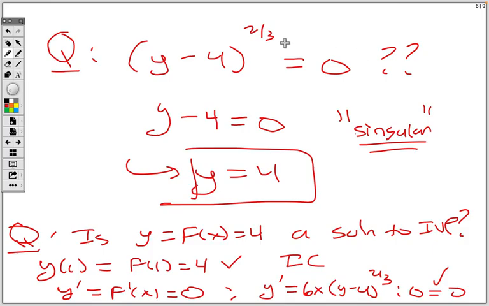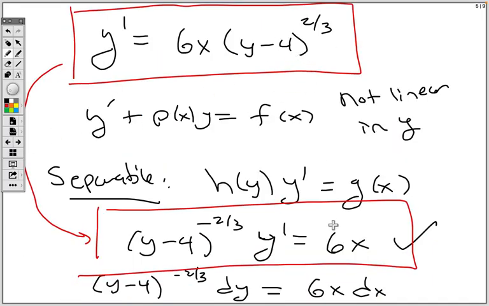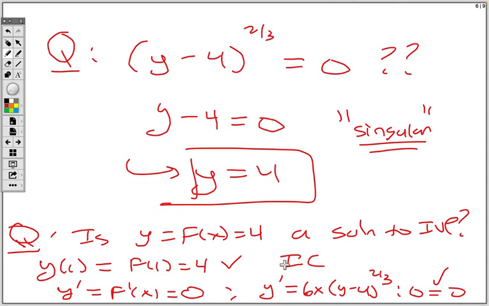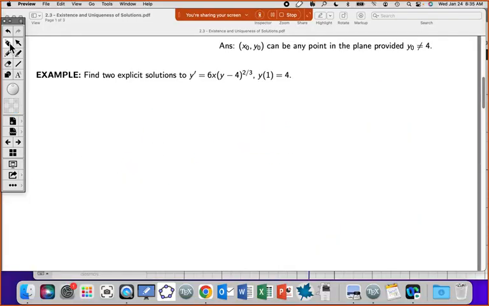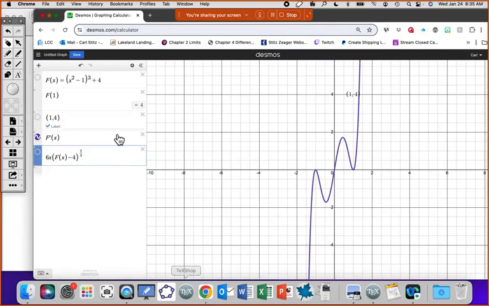So this is, sometimes it's called a singular solution because it's obtained when we divided both sides by 0. We sort of avoided it for a while. But sure enough, y equals 4 will make this work.